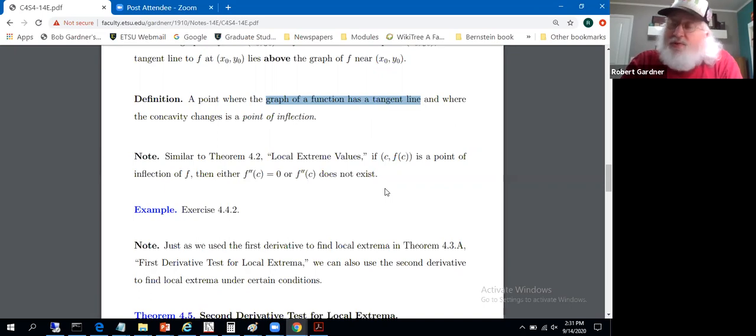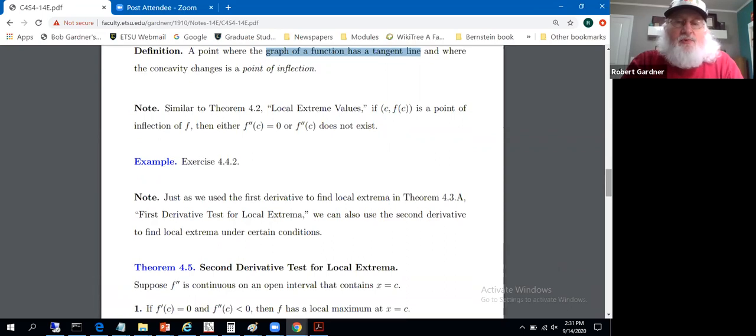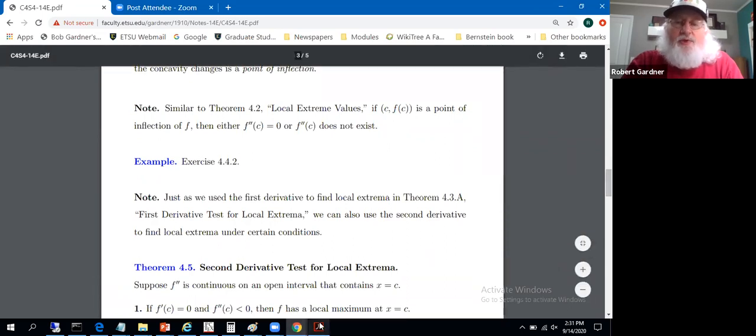So what we'll have to do is look at the second derivative, see where things go wrong, or where the second derivative is 0. Take the domain of the function, remove those points, and do a sign test. And that'll tell us about concavity. So let's do one of those, 4.4.2.